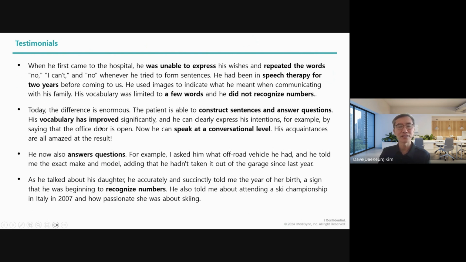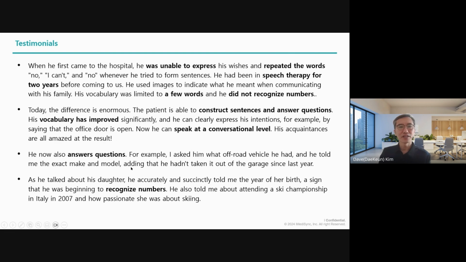His vocabulary has improved and he speaks at a conversational level. His neighbors find his amazing improvement very exciting, and he answers questions in great detail. Now he has started to recognize numbers, so there are very big changes. We need to see the QEEG changes during this exciting improvement.